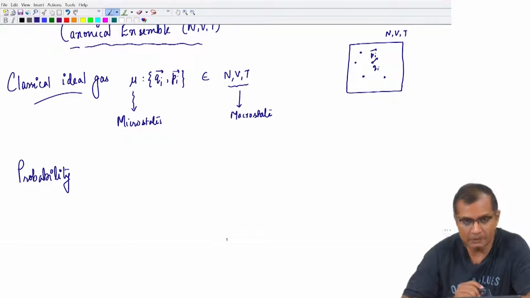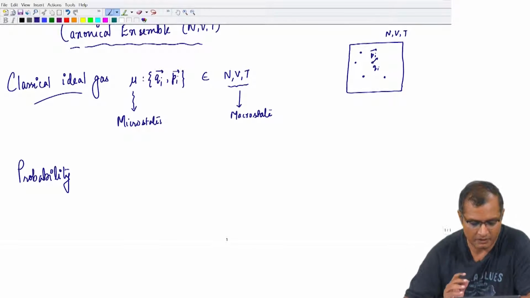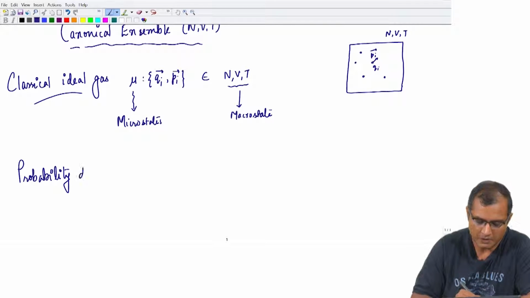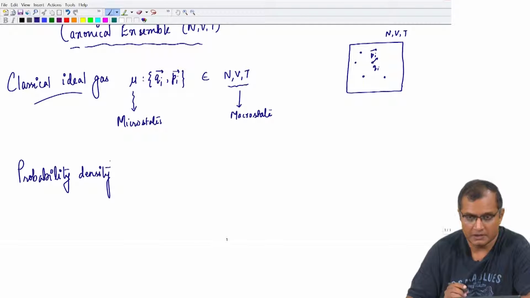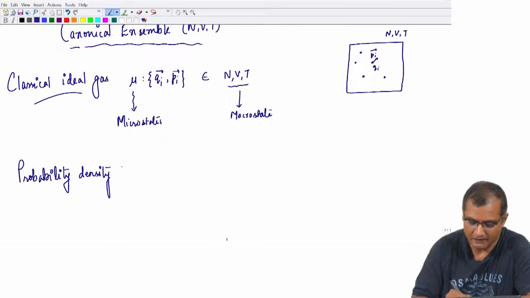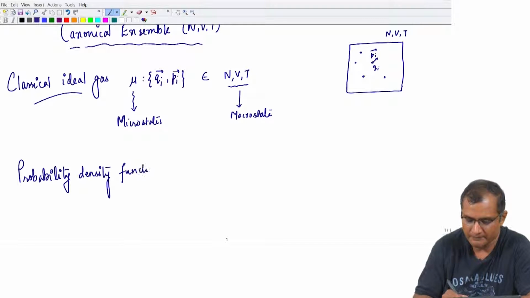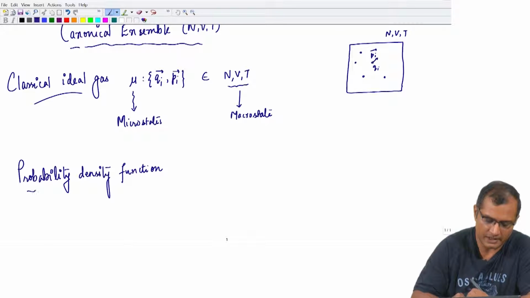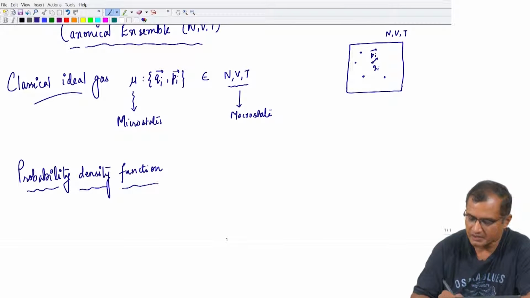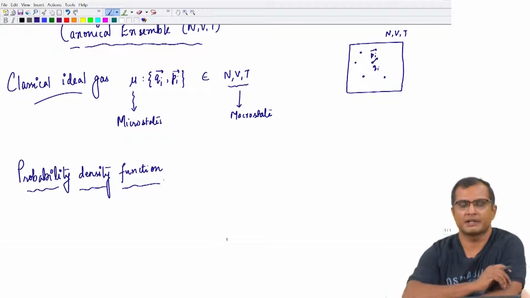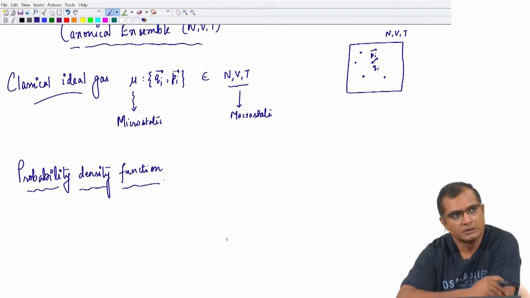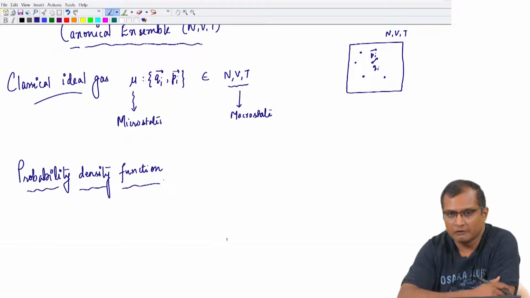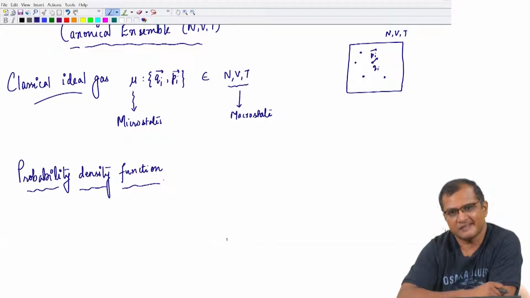Remember, we do not have probabilities here because the degrees of freedom are continuous. So, we need a continuous version of our probabilities, which is a density function. Now, this is to be realized as a function which, when integrated over the entire volume of phase space accessible to my system, is unity.